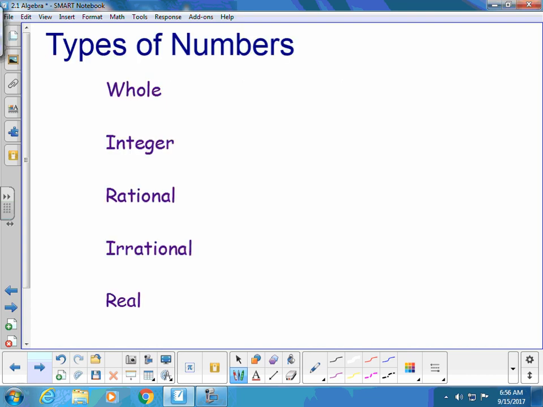Okay. Let's talk about different types of numbers. This is kind of like some vocabulary words. You definitely would want to think about writing these down. I'll give you a second to get your notebook ready.